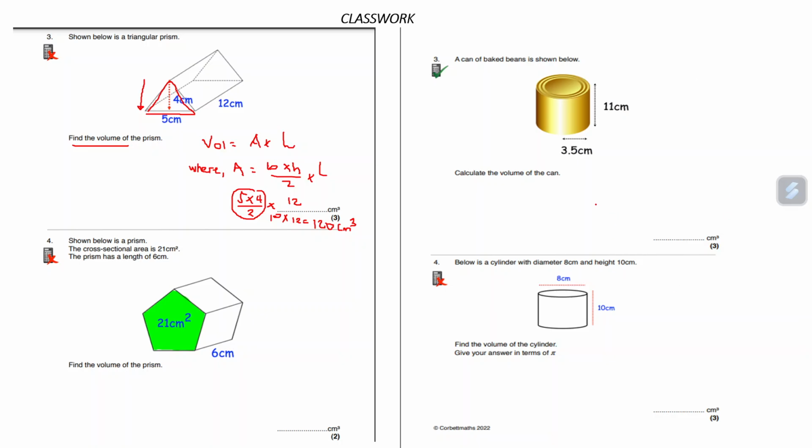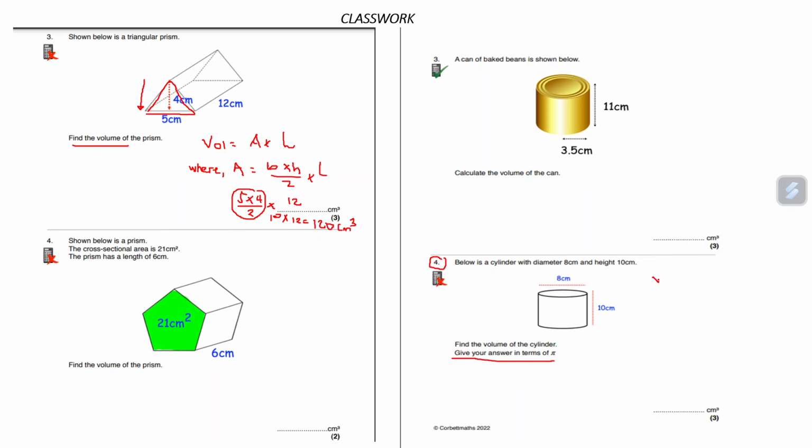So let's look at this other one. Which one should we have a go at? Okay, let's look at question number 4. Below is a cylinder with diameter 8 centimeter and height 10 centimeter. Find the volume of the cylinder. Remember, give your answer in terms of pi.